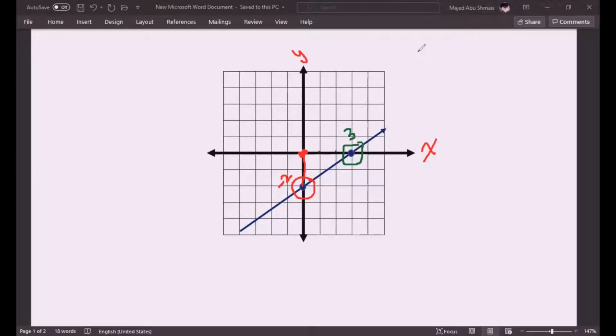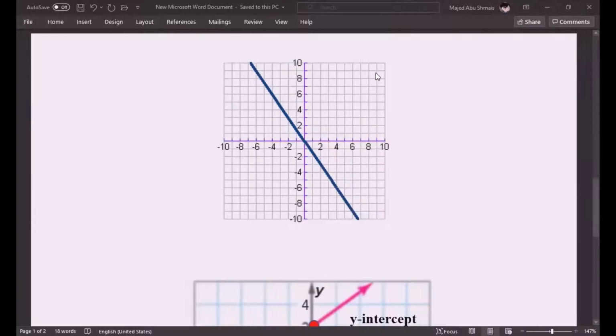Okay, let's move on to another example. In this example, where is the y-intercept? We can see that this line passes through the y-axis at this point here. And it also passes through the x-axis at this point here, at the same point, right? So they have the same y and x intercept.